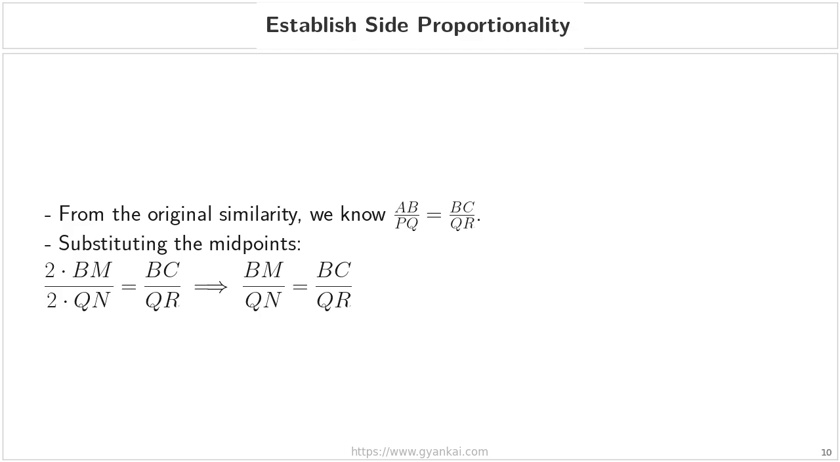So, if we substitute 2 times BM for AB and 2 times QN for PQ into our ratio, we get 2 times BM over 2 times QN equals BC over QR. As you can see, the 2 in the numerator and the 2 in the denominator cancel each other out perfectly. This leaves us with a very important result. The ratio of these smaller segments, BM over QN, is exactly the same as the ratio of the original sides, BC over QR. This is the crucial link we need to move forward and prove the similarity of the smaller triangles in the next step.